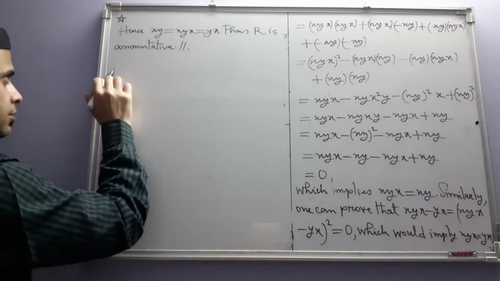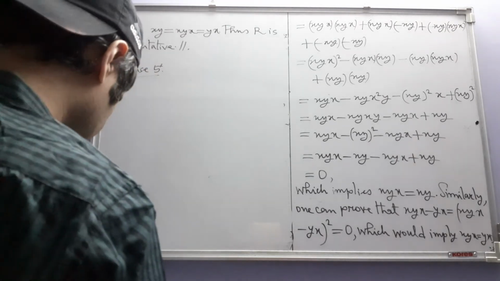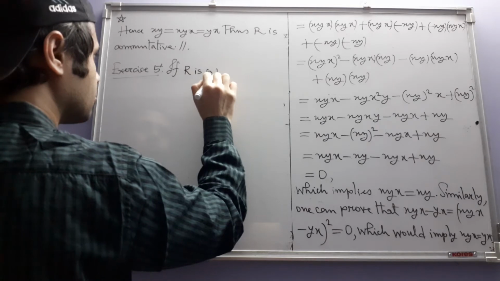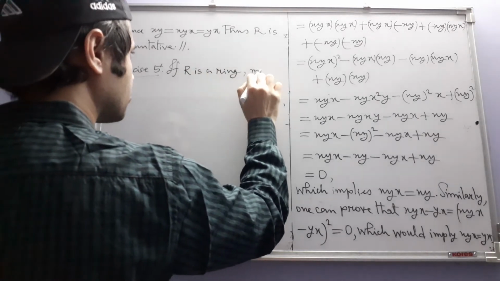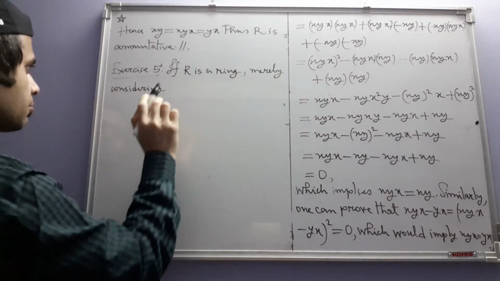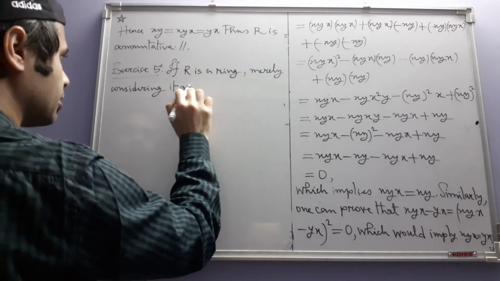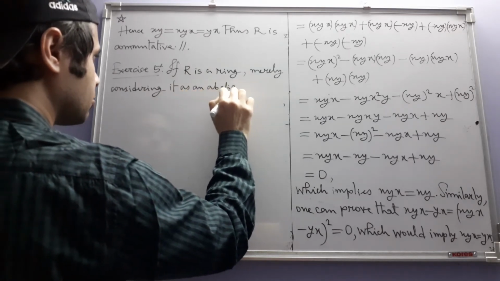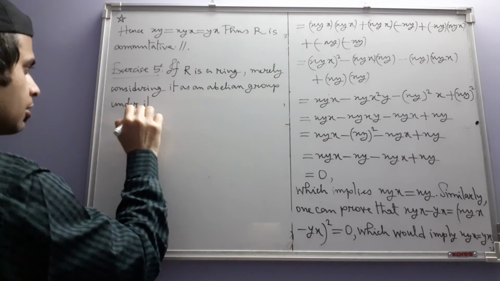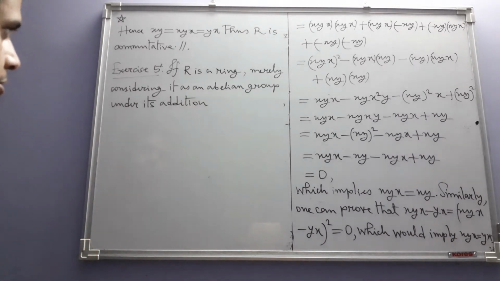Okay, now let's look at the fifth one. So what does this one say? If R is a ring, merely considering it as an abelian group under its addition, because a ring is an abelian group under the addition that it has.